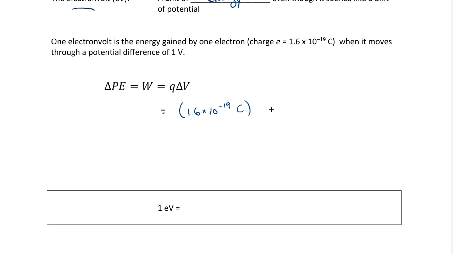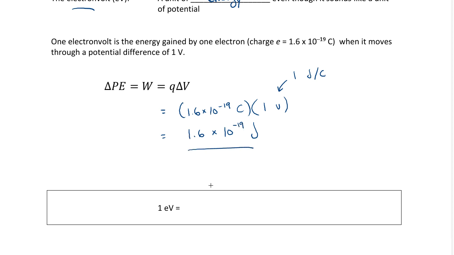And the potential difference that it's moved through is 1 volt, and remember that 1 volt is equal to 1 joule per coulomb. Then just multiply and cancel the coulombs, and I get a change of units to 1.6 times 10 to the negative 19 joules. So when I move an electron of this charge through a potential difference of 1 volt, it experiences a change in energy of 1.6 times 10 to the negative 19 joules.